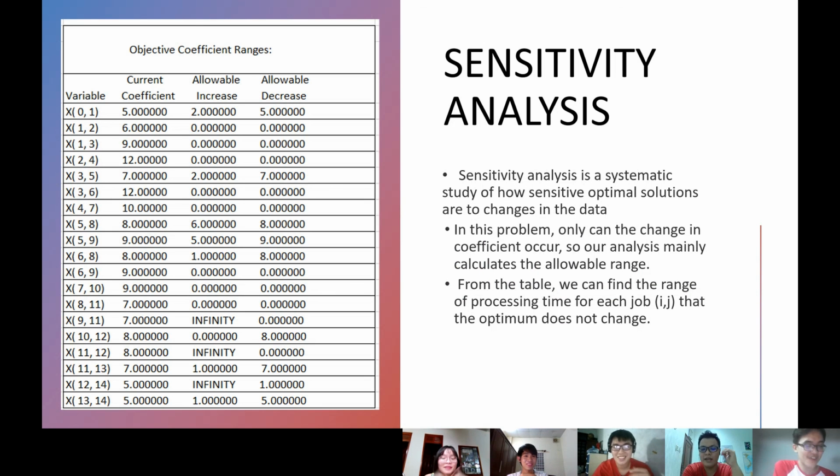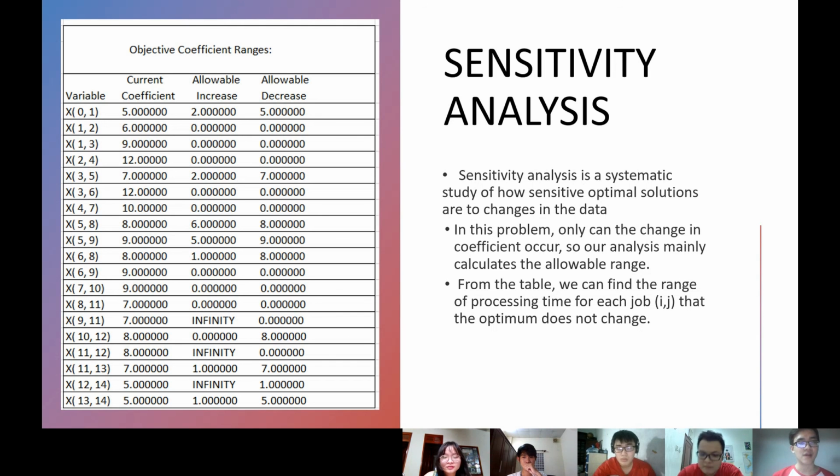I will continue with the sensitivity analysis. Talk about the definition. Sensitivity analysis is a systematic study of how sensitive the optimal solutions are to changes in the data. In this problem, only the change in coefficients can occur, so our analysis mainly calculates the allowable range. As you can see from the table, we have the current coefficient, allowable increase and allowable decrease.